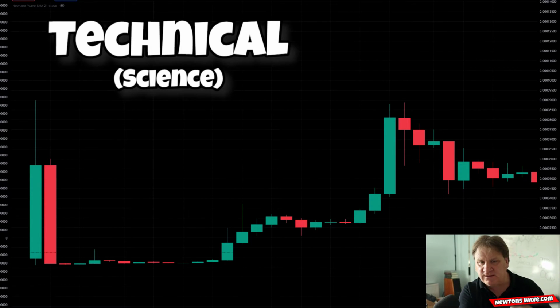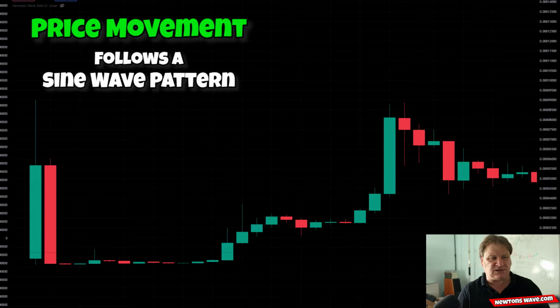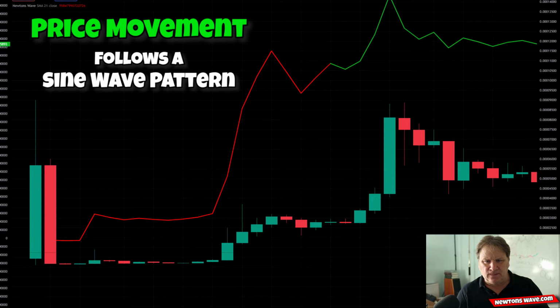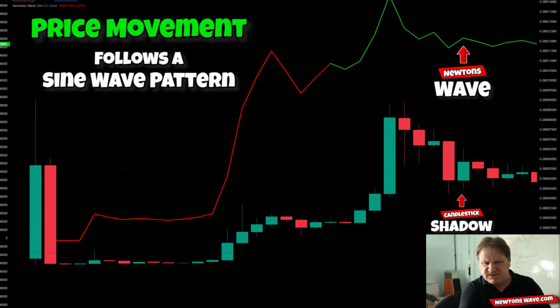But have a look at this, right? Now, technical science, right? In this instance, right? Price movement actually follows a sine wave pattern. So let me open this up for you, right? So this particular pattern, sine wave, is called Newton's wave. The candlestick is just a shadow. Sine waves predict and precede and dictate price movement, right?